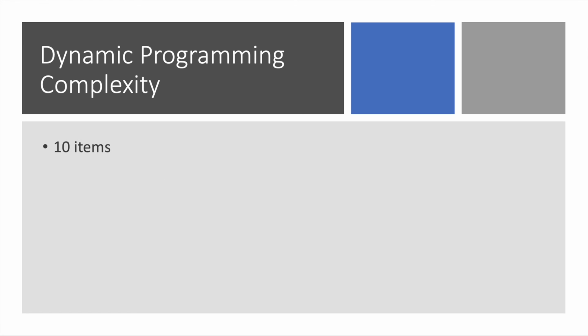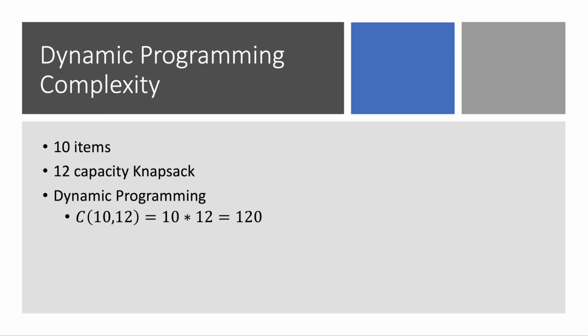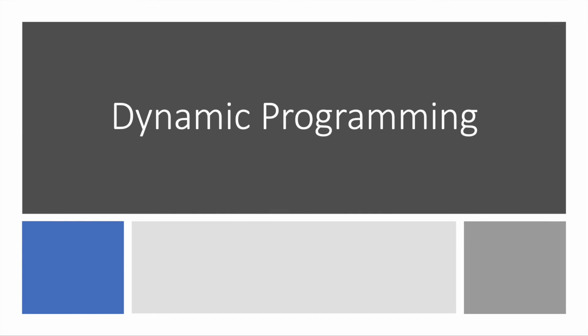But let's look at 10 items and 12 capacity. For dynamic programming, this scales up to requiring 120 operations. But for 10 items with exhaustive search, there are 1,024 possible solutions to consider. As you can see, the exhaustive search solution does not scale as well as the dynamic programming solution. Overall, dynamic programming is an excellent tool for pruning off the amount of work needed to solve optimization problems.